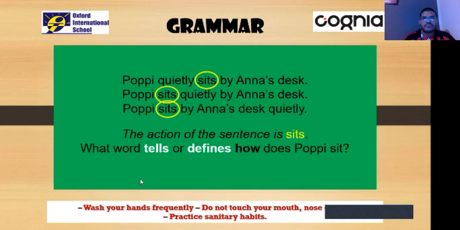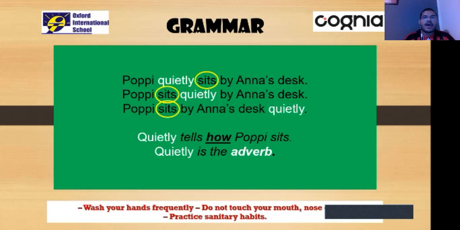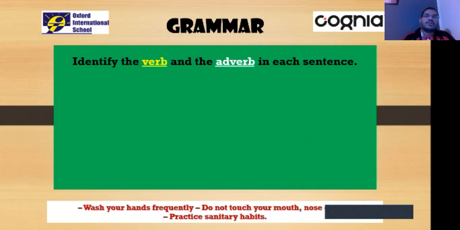Okay. What word tells or defines how does Poppy sit? She sits quietly. That is the adverb. So quietly tells how Poppy sits. Quietly is the adverb. Okay, we're going to identify the verb and the adverb in each sentence.